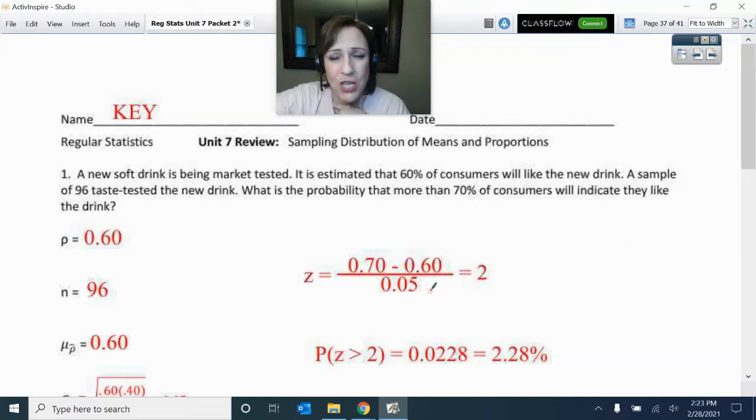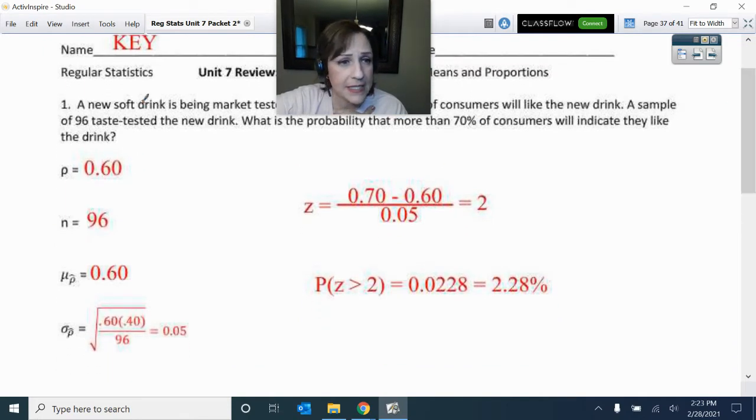All right, let's finish up this unit, our sampling distributions for means or proportions. Just really be careful on what is the claim or the population amount versus what is that sample amount. Here the population amount was 60%. Our sample size, we did 96 taste tests.